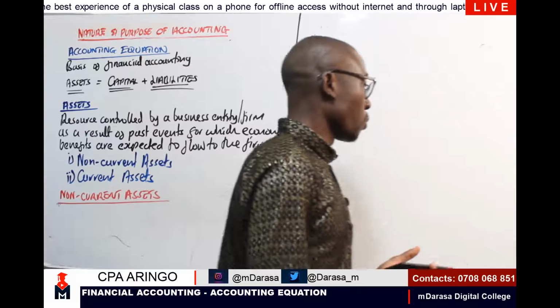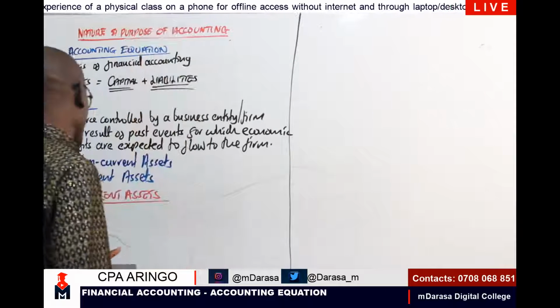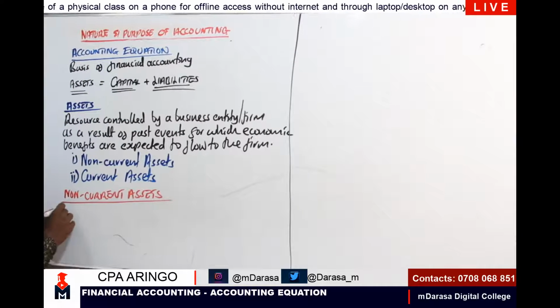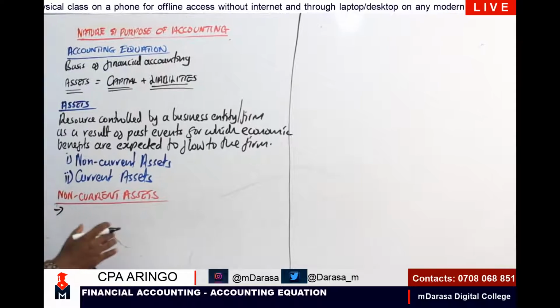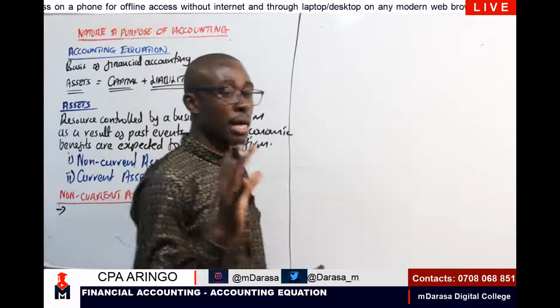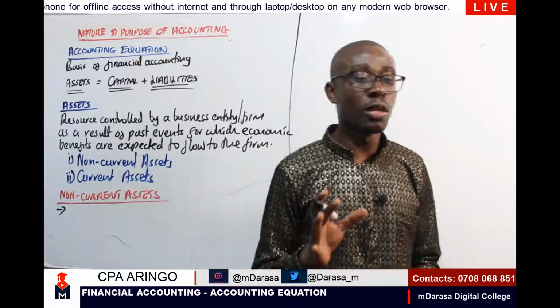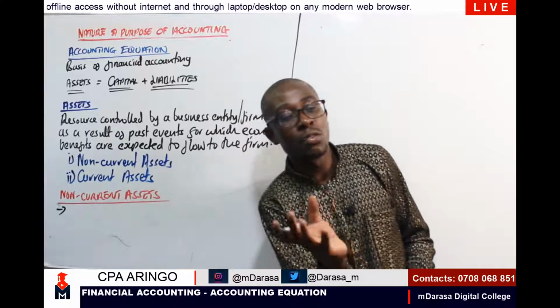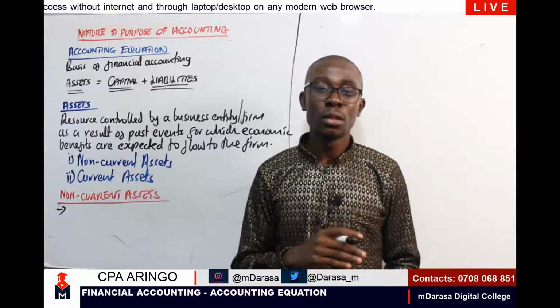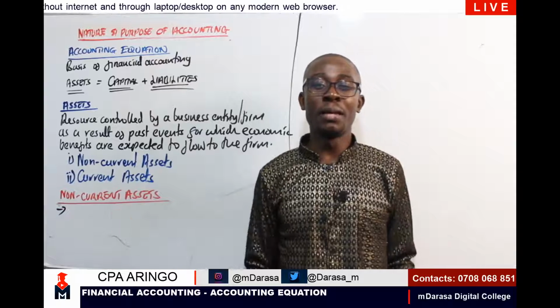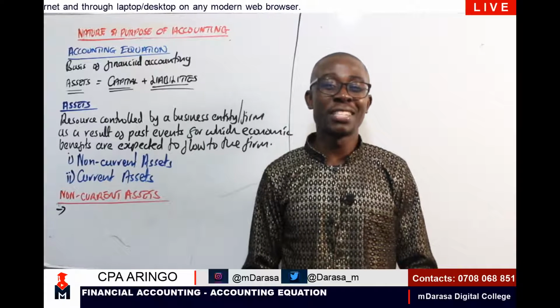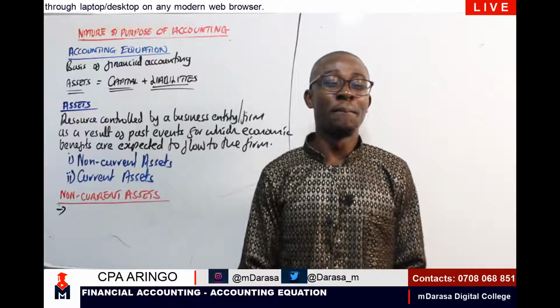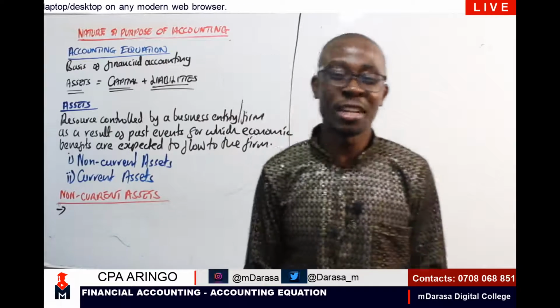So number one, the first component for us to understand is the non-current asset, and this is a very key concept. I don't want you guys to cram. I want you to understand the whole basis from scratch. We are peeling the skin of financial accounting.